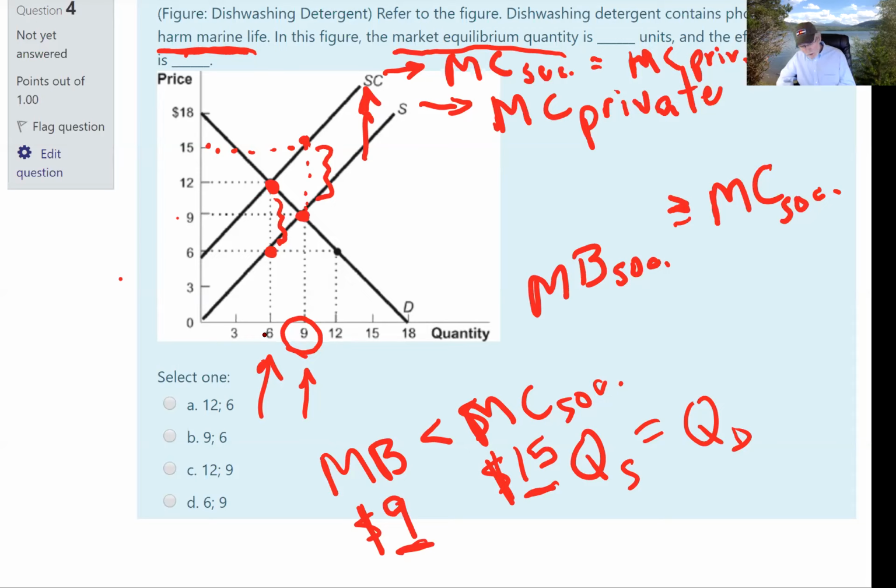All the previous units had a marginal benefit greater than the marginal social cost. So we do want to produce those. We do not want to produce these additional units here, because when we go beyond 6, the cost of those units is greater than the benefit from them. And that represents inefficiency. So the answer here was, let's see, we wanted the equilibrium and then the efficient. The equilibrium is 9, the efficient is 6. So that would be option B.